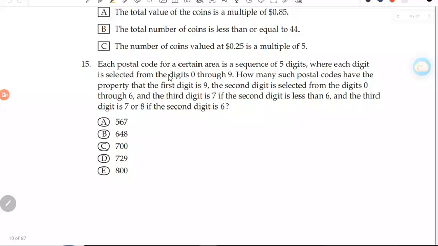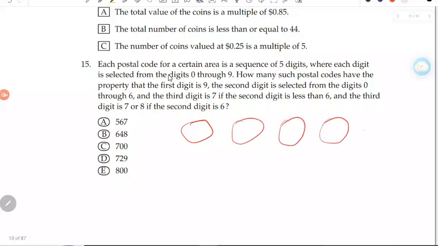The second digit, how about the second digit? The second digit is selected from the digits 0 through 6. Okay? And so we can start solving this question. No, this is counting. How many ways of doing?